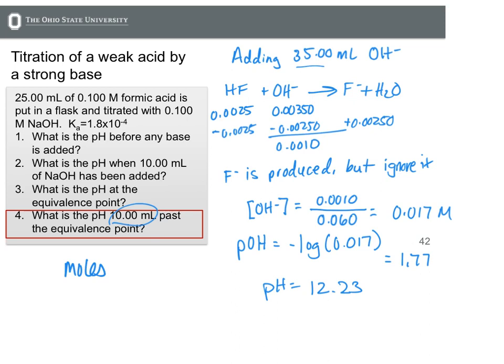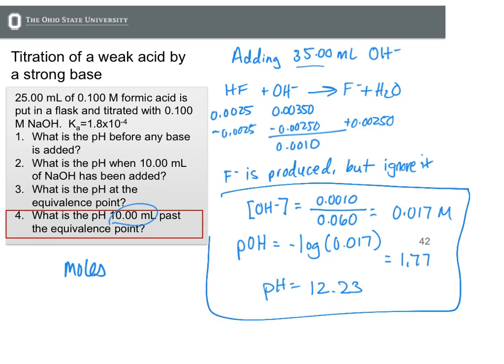No, OH minus we definitely have to worry about. So that's what's giving rise to our pH. So this is what we had to do. I meant the F minus. Oh, yes, sorry. Yeah, F minus is negligible. Yeah. What else?